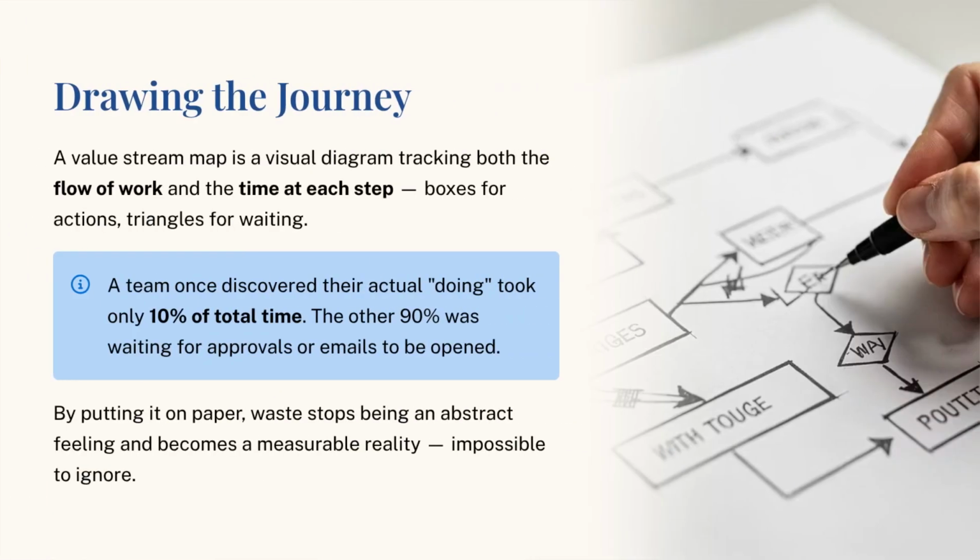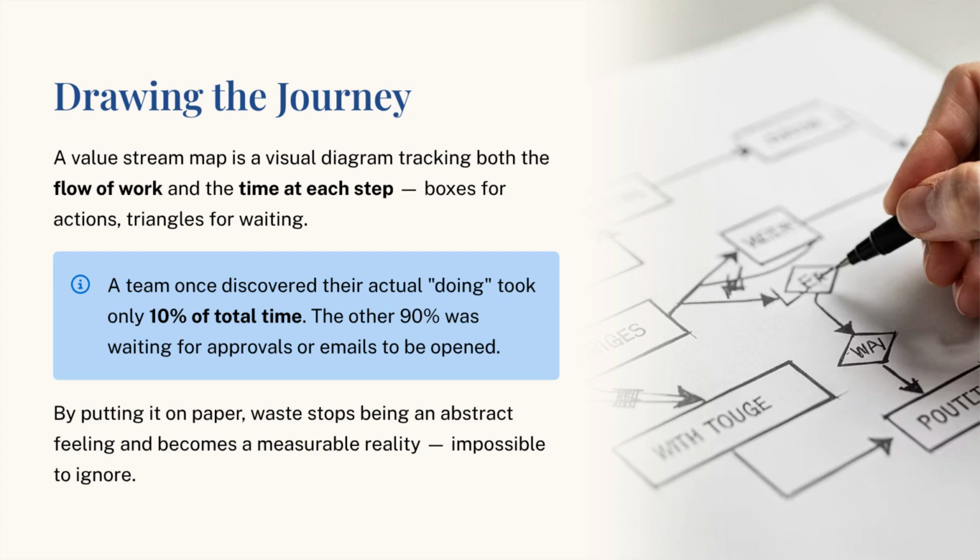To understand this, let's go back to our railway station journey. If you were to draw a map of that trip, you wouldn't just draw the train. You would draw the ticket window, the security line, the platform walk, the waiting for signal time, and the actual transit time. A value stream map is exactly that, a visual diagram that tracks both the flow of materials or information and the time it takes to move through each step.